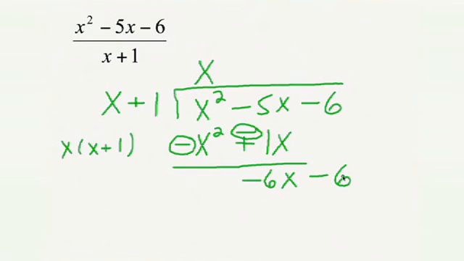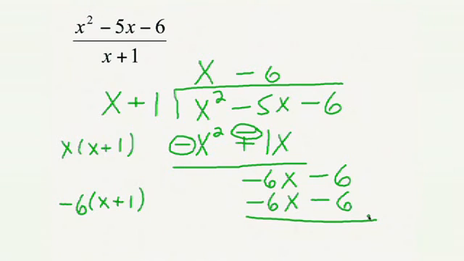All right, again, I just look here at the first piece and the first piece here. I ask myself, what would I multiply x by to get negative 6x? The answer is minus 6. So now I multiply this minus 6 by the thing I'm dividing by, x plus 1. Negative 6 times x is negative 6x. Negative 6 times positive 1 is negative 6.